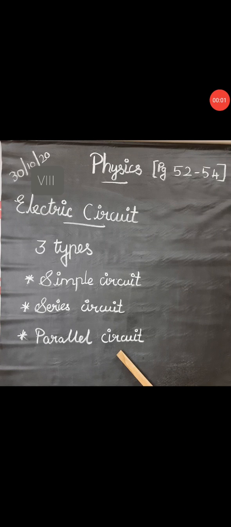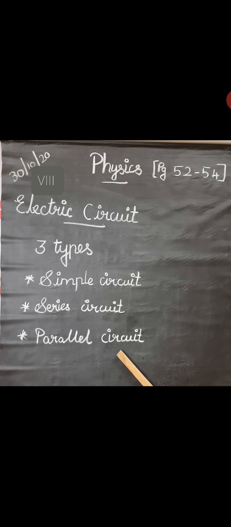Good morning, students. Today we will look at the electric circuit. We have already studied some basics about the electric circuit in the 7th standard. When two oppositely charged spheres are connected by a metal wire, electrons flow from the sphere at lower potential to the sphere at higher potential.